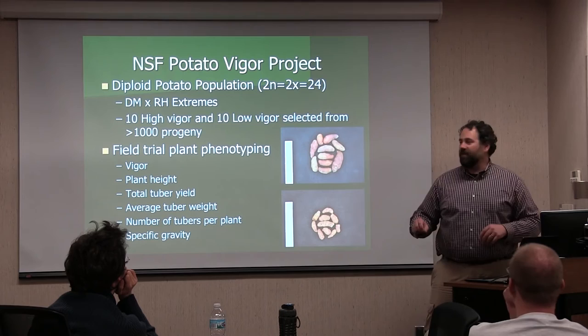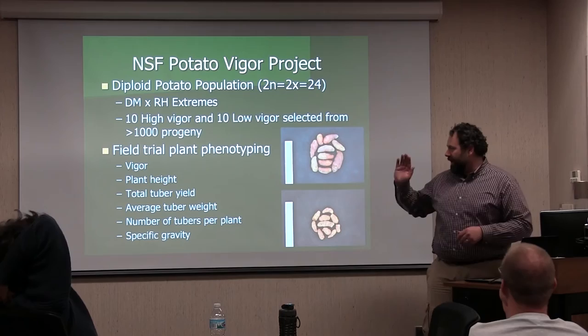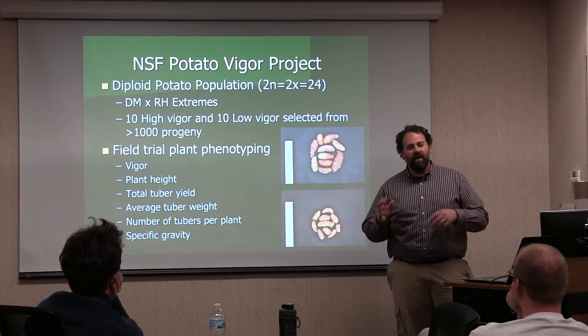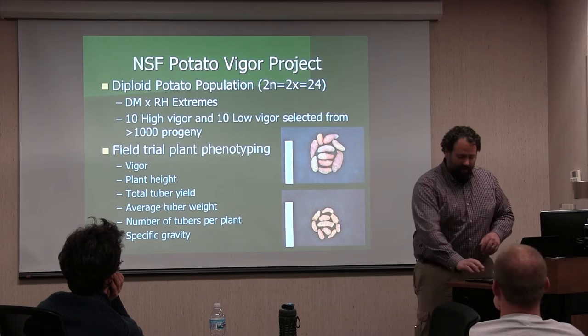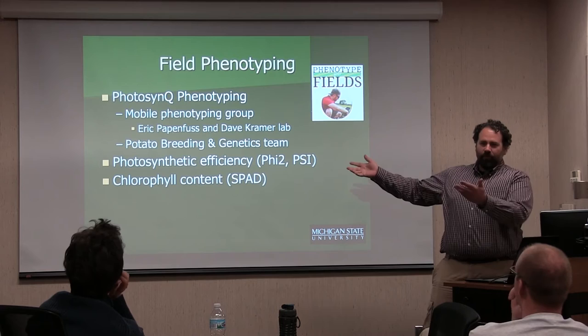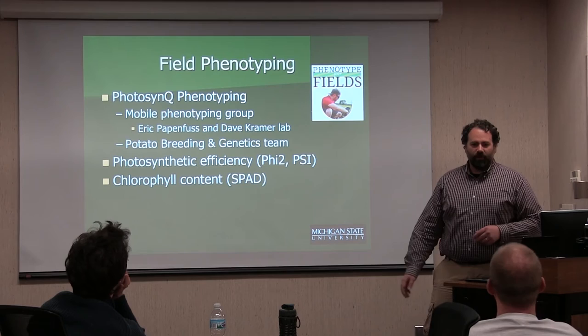We thought, well, this would be great, right? Because we're going to have vigor, plant height, yield, tuber weight, number of tubers, some other characteristics, and let's see what we can learn from using this PhotosynQ tool to see what things we might be able to find correlations with. And like everyone else here that's been working with PhotosynQ, it isn't going to happen without the collaboration with the Kramer Lab and the people there.